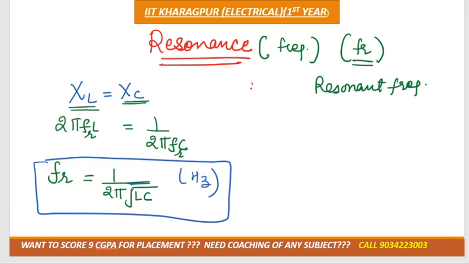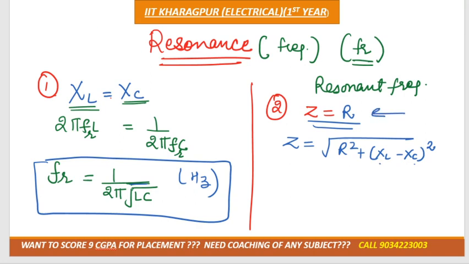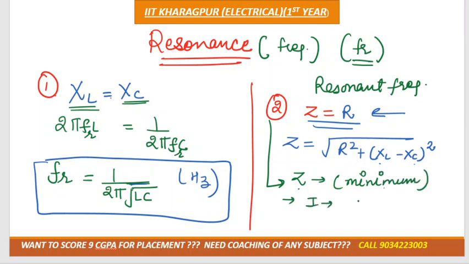Okay. Now next condition, like this is the first condition. Next condition, if XL is equal to XC, then the impedance value would be equal to R, right? Because what was the formula? Z is equal to root of R square plus XL minus XC. If XL is equal to XC, then Z is equal to R, correct? Now in this case, Z is impedance, that is minimum, correct? If impedance is minimum, then current would be maximum or not?